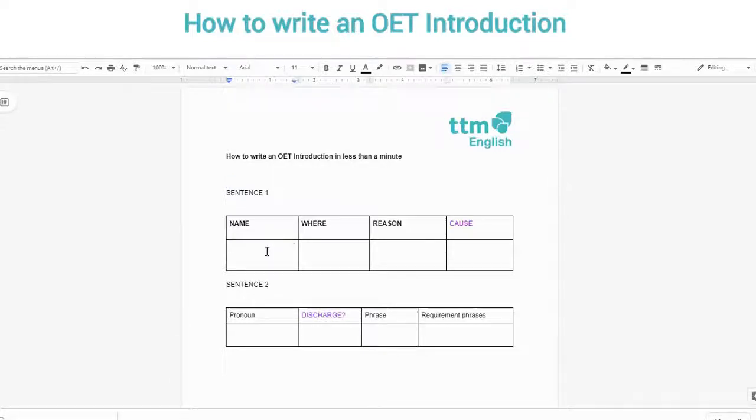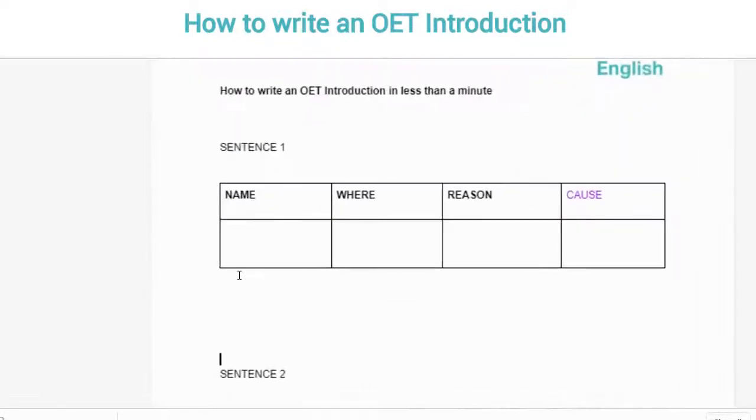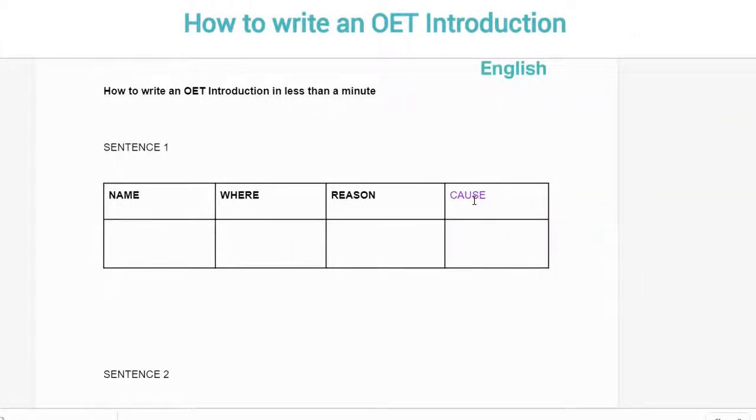So let's start now. So we know there are 2 sentences in your OET introduction. And I've got this table here which explains the 4 things that you need. You need to tell me the name. You need to tell me where the patient has gone. You need to give me a reason for the patient going into the hospital or going into the clinic. And you also need to give the cause if it's possible. Sometimes there will be no cause, so you don't need to use that, which is why I have put this in purple. Now, let me just give you some examples because this is very theoretical. Let's have some real examples.